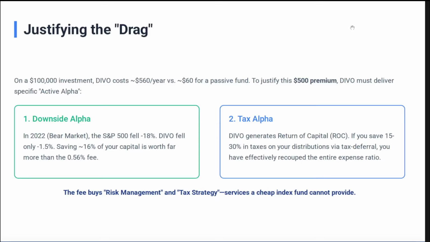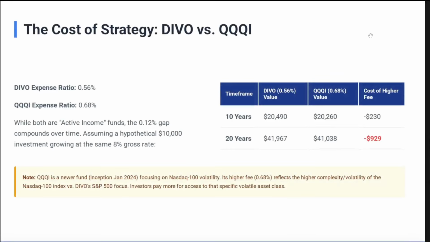The fee basically buys risk management and tax strategy, a service a cheap index fund cannot provide. So you're paying for how well their active management is applying their strategy to make you money, right? To justify the 0.56 fee that you're paying them. All right, the cost of strategy.